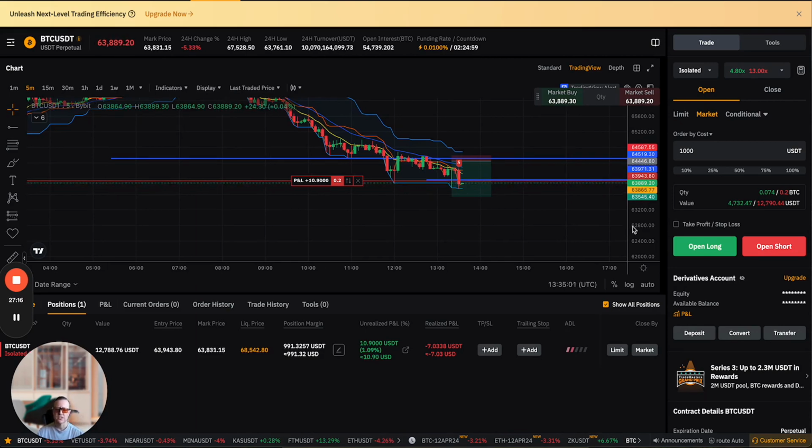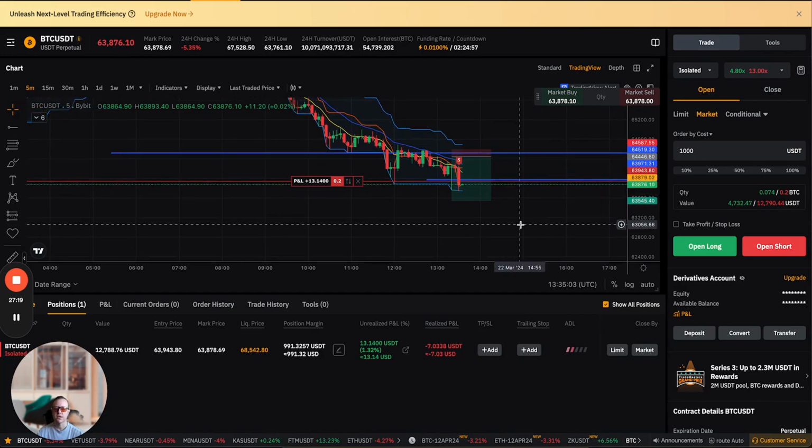Now notice I don't have a stop loss, right? I am the stop loss, and I'm okay with that. This is a low enough position size. This is a low enough leverage such that I'm okay being the stop loss. Not everybody's going to be there, right? And that's okay. This could retrace.